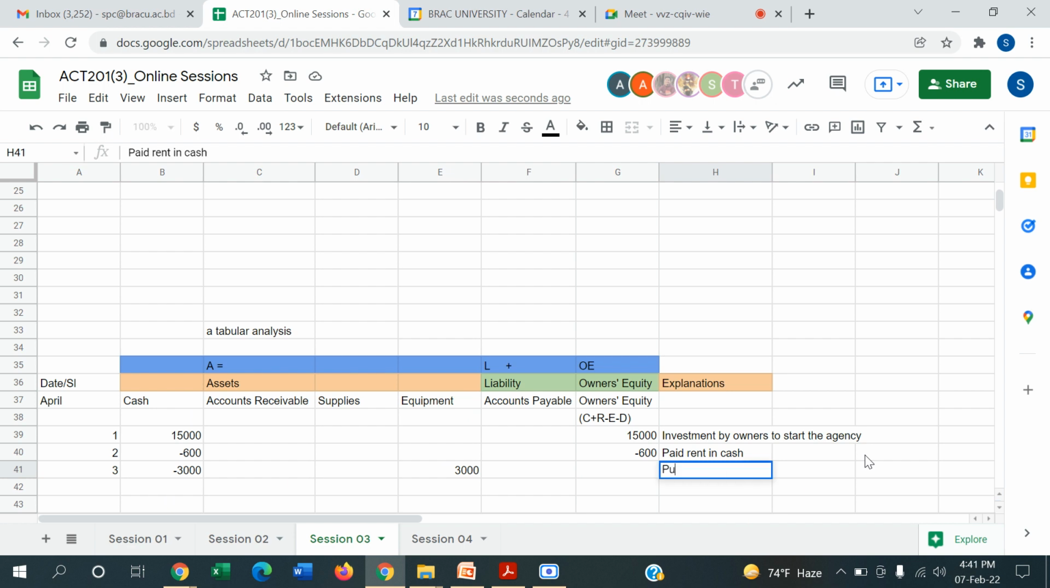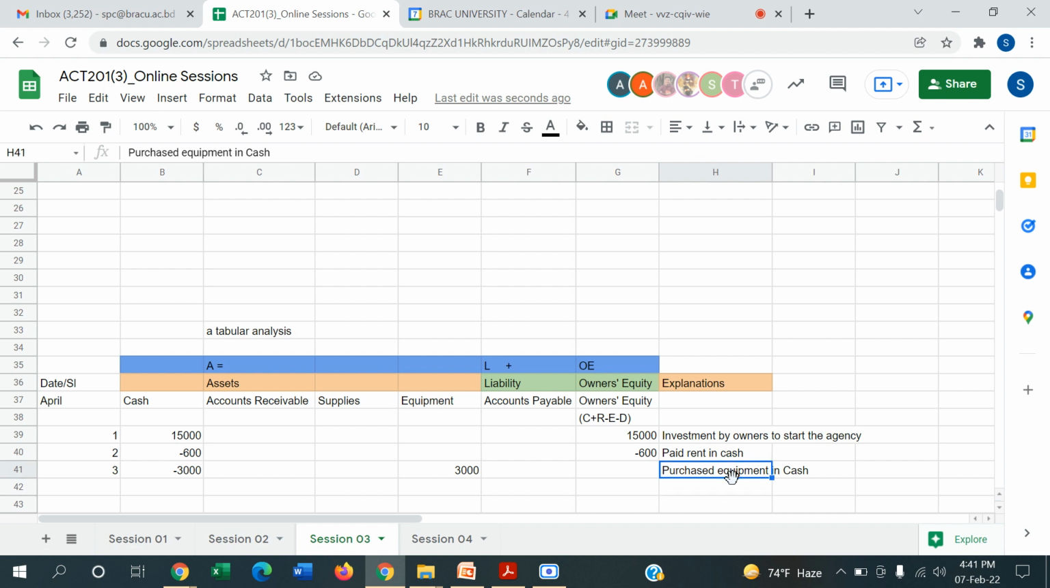Purchase equipment with 1,000 in cash. In short, make it as short as possible. Okay, purchase equipment in cash. Now you can see by this transaction, do we need to write in cash, or can we write purchase equipment? That's okay as well. Purchased equipment is also okay.